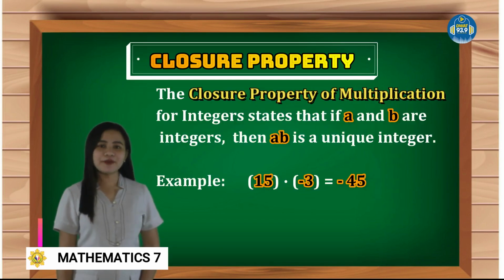The closure property of multiplication for integers states that if a and b are integers, then a times b is a unique integer. For example, multiplying two integers produces another integer. 15 times negative 3 is equal to negative 45. 15 and negative 3 are integers, and their product, negative 45, is also an integer.